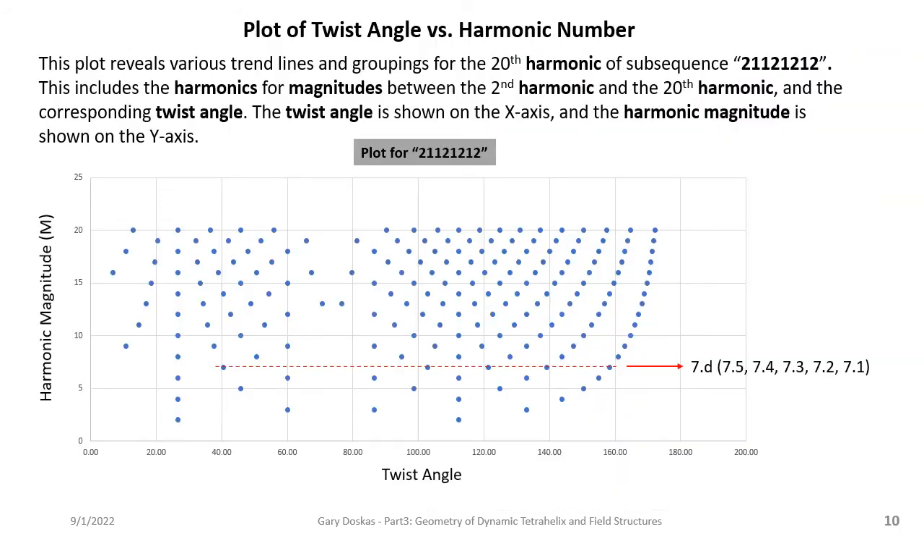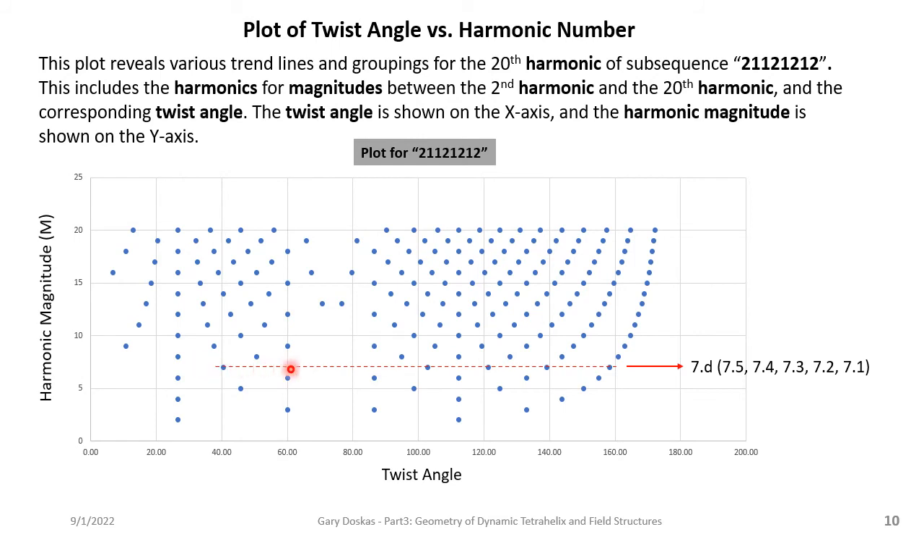Plot of twist angle versus harmonic number. This plot reveals various trend lines and groupings for the 20th harmonic of subsequence 211211212. This includes the harmonics for magnitudes between the 2nd harmonic and the 20th harmonic and the corresponding twist angle. The twist angle is shown on the x-axis, and the harmonic magnitude is shown on the y-axis. Let's look at some of the groupings.